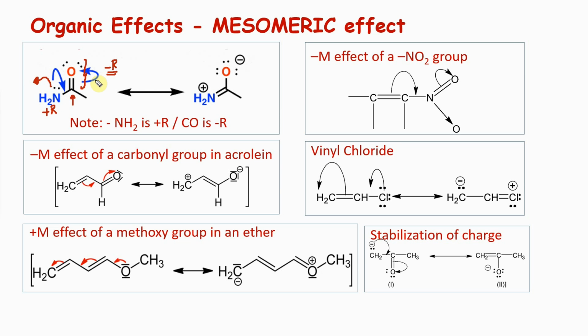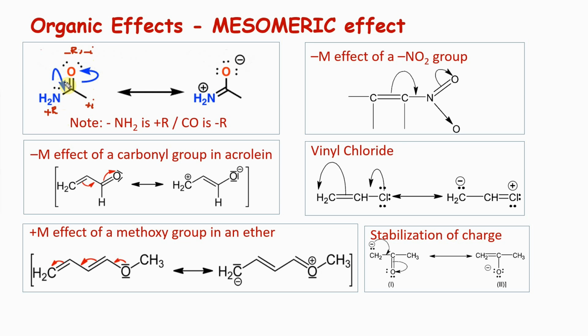Okay, so let me do one more time. If we focus on the C double bond O, we need to see what everything around that C double bond O is doing. So we will start again. If I am focusing on C double bond O, let me label both sides. What is NH2 doing? Plus R. What is the alkyl group doing? Plus I. Now what is the C double bond O group doing to NH2? It is a minus R group. What is the C double bond O doing to the R group? Minus I group. Okay, it's all within the same parameters.